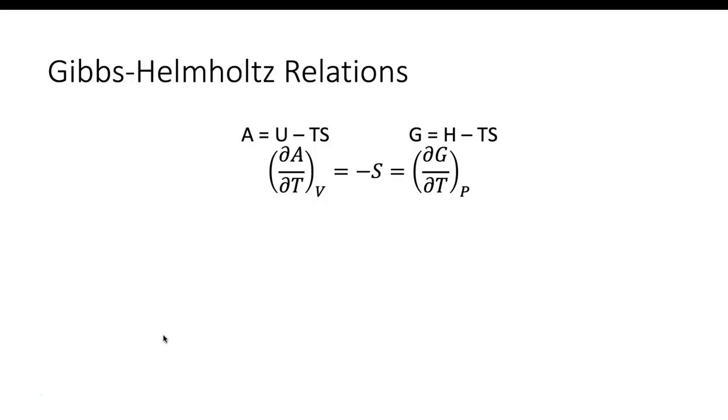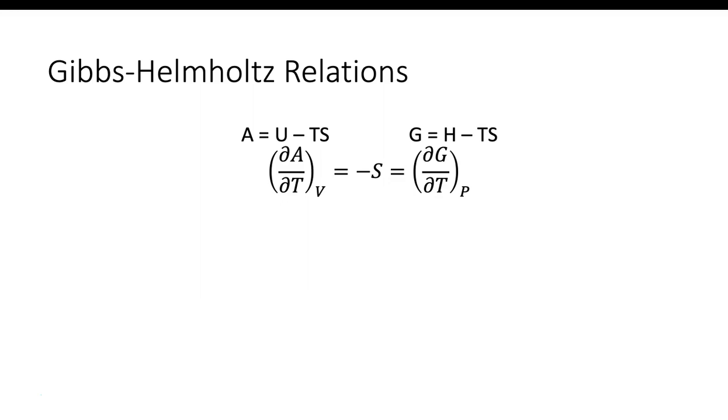So we're going to start with the Gibbs-Helmholtz relations, and basically what we're going to look at is the temperature dependence of free energy. We start out with our two defining equations for Helmholtz and Gibbs, and then the derivation of the partial derivative of each of those with respect to temperature at the corresponding constant pressure and constant volume, something we had derived in a previous video. But both of them are minus the entropy of the system.